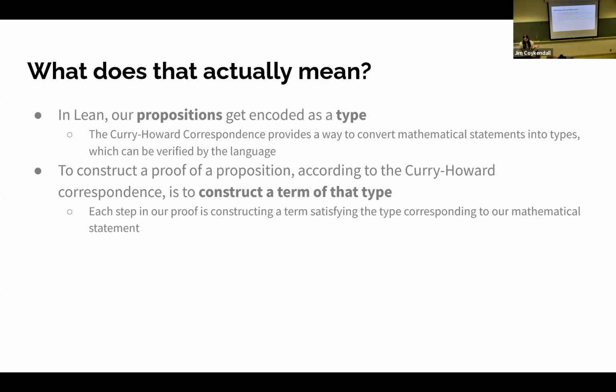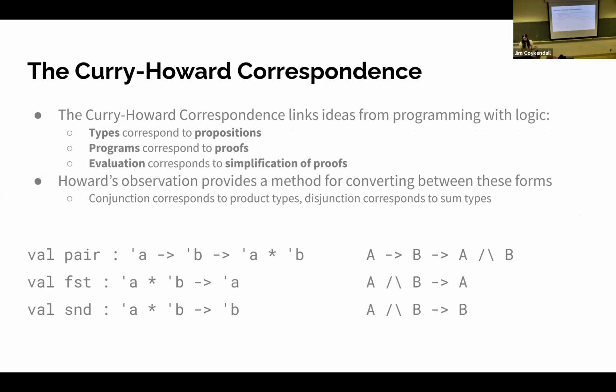According to the Curry-Howard correspondence, if I want to prove a proposition, then I'm constructing a term of the type corresponding to that proposition. So each step of our proof, we're constructing a term satisfying the type corresponding to the mathematics for that step. To simplify that, if I want to prove P and Q, where P and Q are logical statements, I need to provide evidence that P is true, and I need to provide evidence that Q is true. Having those together, I can prove that P and Q is true.